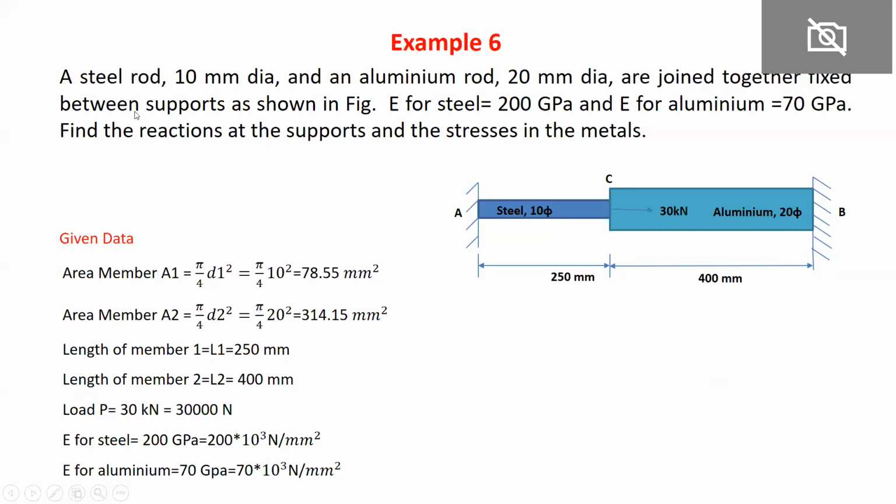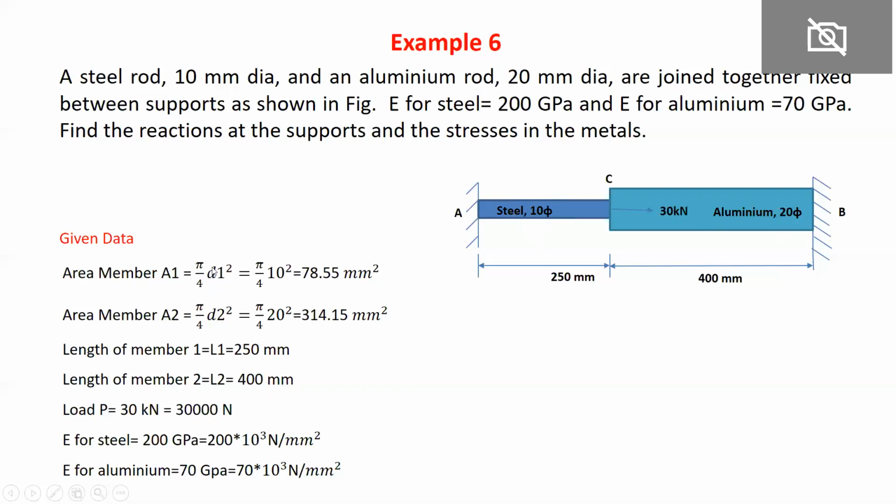Now as usual, before starting the solution, first of all we have to understand all the given parameters. For that it is necessary to write these parameters in the form of given data. Here it is asked to find the reactions at the supports and the stresses. To find the stress, we need to compute the area, and only the diameter is given here. That's why first of all you write the given data.